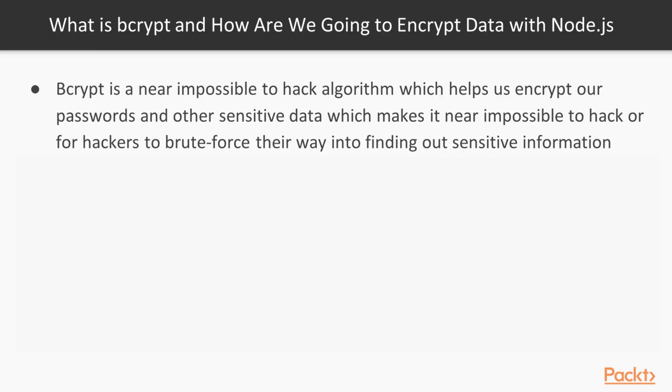So what is bcrypt and how are we going to use bcrypt to encrypt sensitive data using Node.js? Bcrypt is a near impossible to hack algorithm which helps us encrypt our passwords and any other sensitive data, which makes it very hard for hackers to brute force their way into finding out sensitive data. By brute force, I mean hackers could try to find the passwords of our users by a trial and error method, particularly with how fast computers are these days.